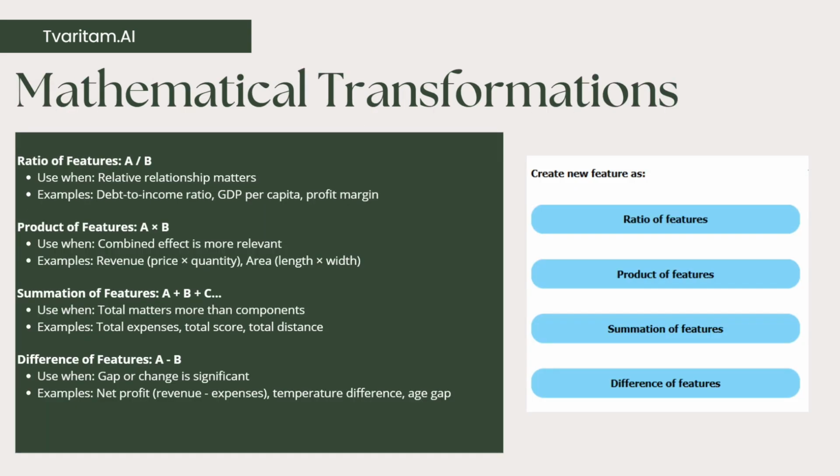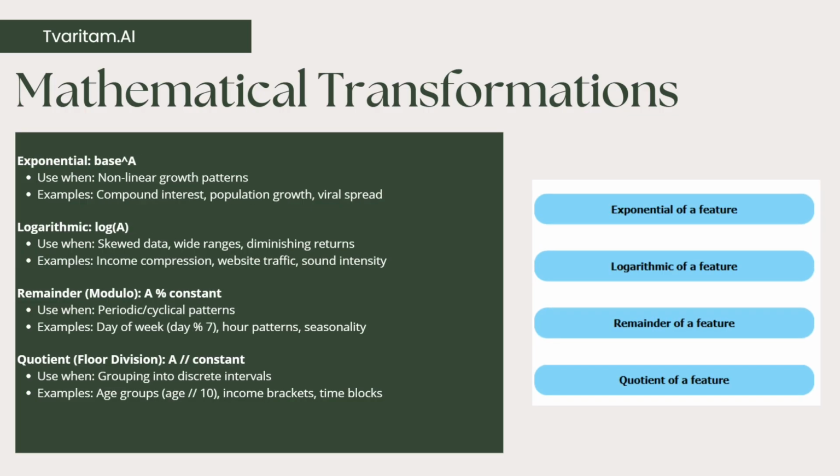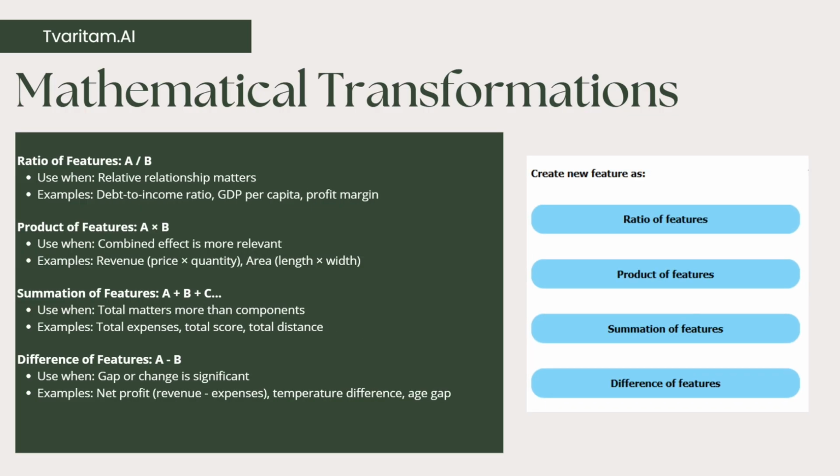Types of transformations that are there are mathematical transformations, and one of them is ratio, then product, summation, difference, exponential, log, remainder, and quotient. So in ratio of features, these are useful when relative relationships matter more than the absolute values. For example, debt to income ratio, GDP per capita, profit margin. These ratios often provide more meaningful information than the individual features.